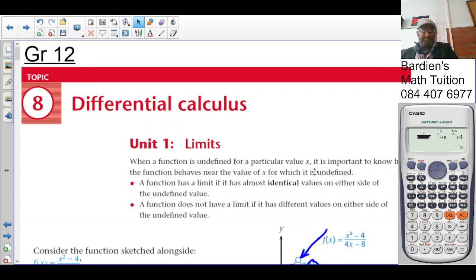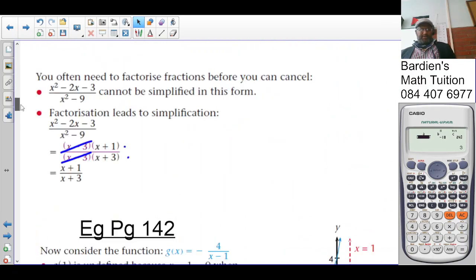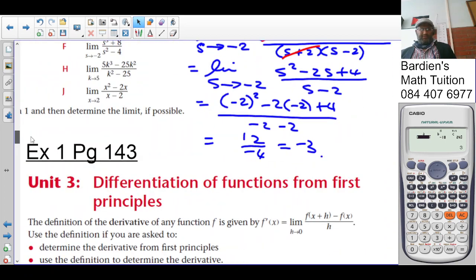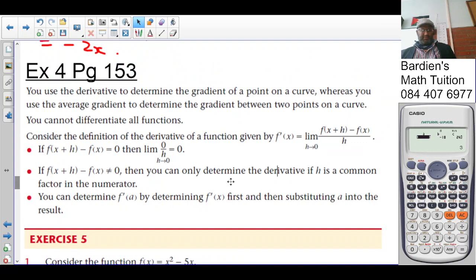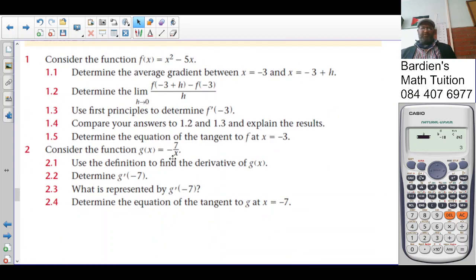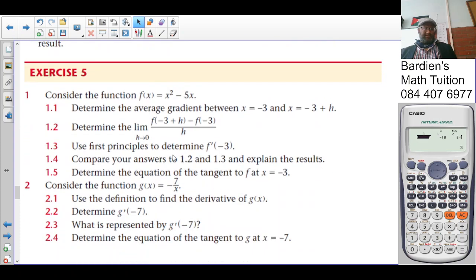Good morning, class. At this point, we're looking at differential calculus. Are we on page 153 or 43? No, 53. No? You had exercise 5 to do for homework. Not so? Right.